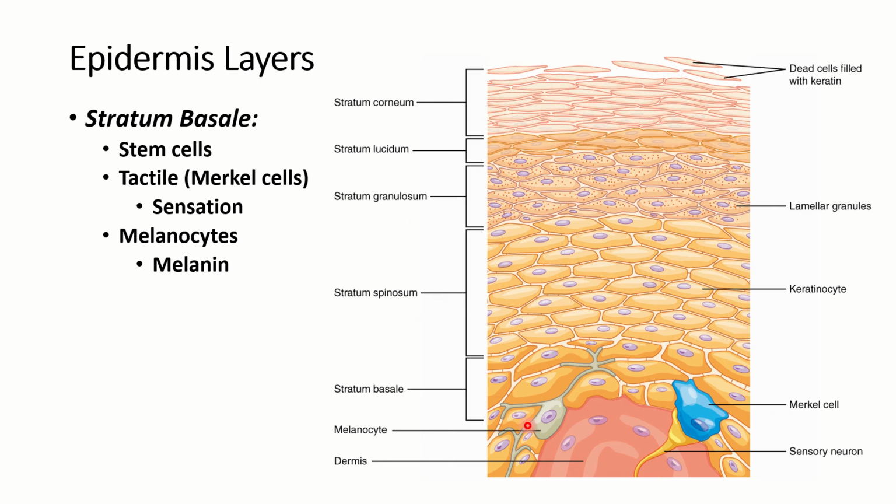In this layer, you also see melanocytes that produce melanin, which is a pigment. So when you're exposed to sunlight, melanin is produced and protecting the nuclei of keratinocytes. You also have the Merkel cells, and this is a specialized epithelial cell that's connected to a nerve, and that is important for touch, so fine touch and pressure.